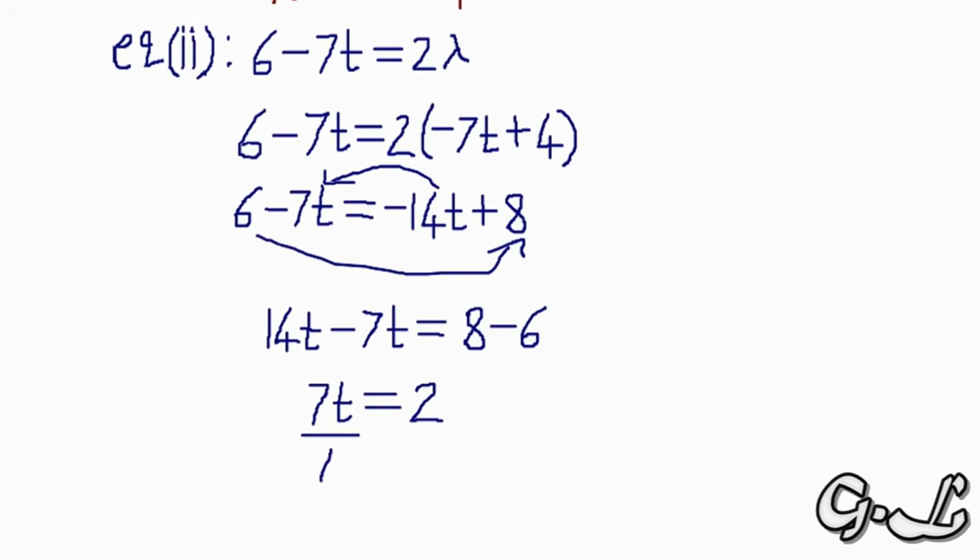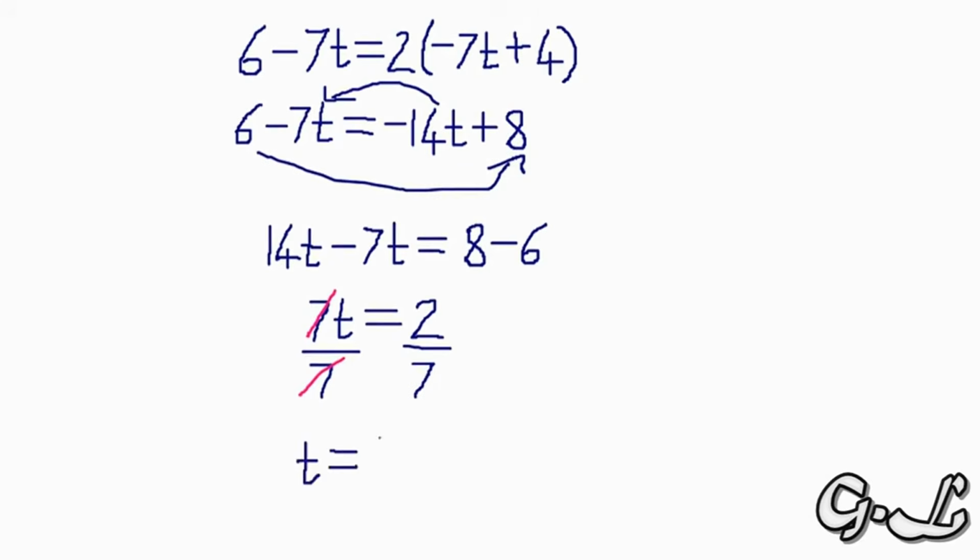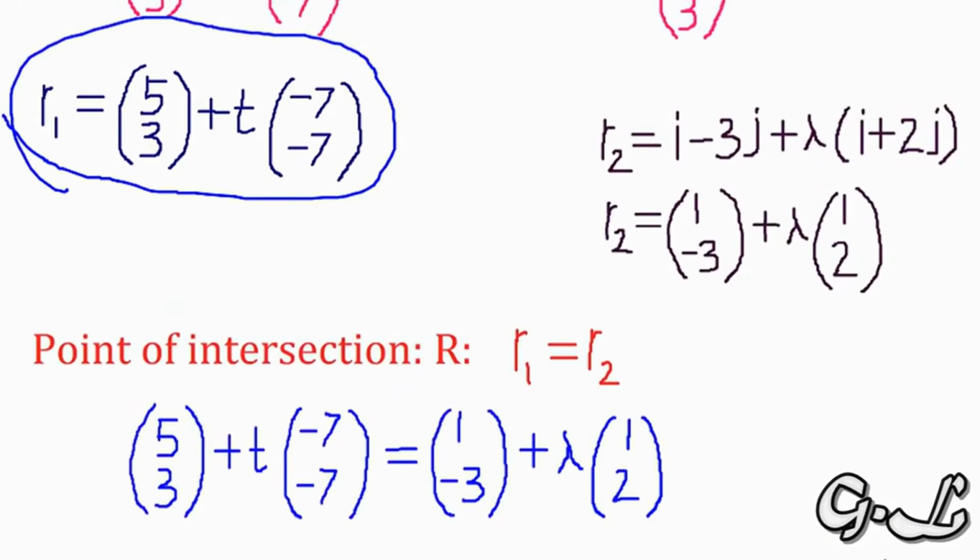So 14t minus 7t is going to give you 7t, and then 8 minus 6 is going to give you 2. Remember, our main objective is to find the value of t. So the value of t is going to be 2 over 7. You're going to divide both sides of the equation by 7. When you divide 7 by 7 on the left hand side, it is going to give you 1, and 1 times t is going to give you t. So t is going to be equal to 2 over 7. That's how it is going to be.